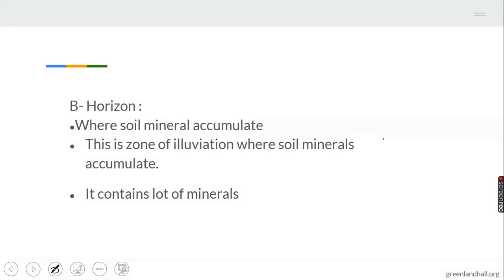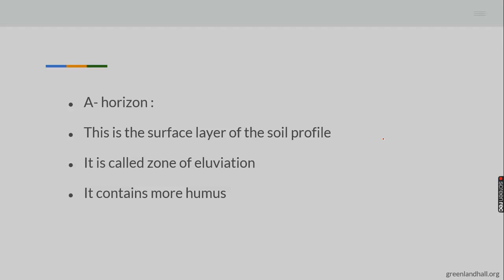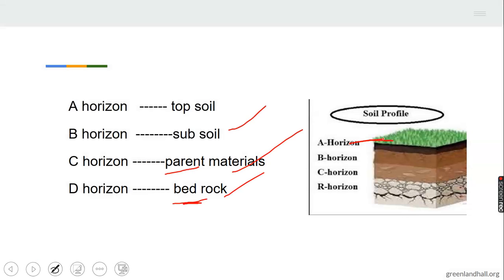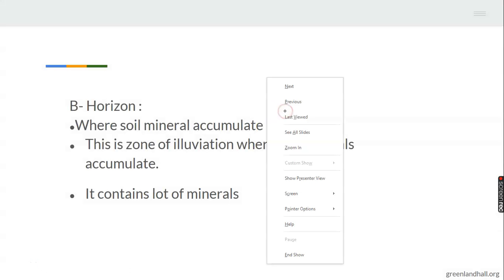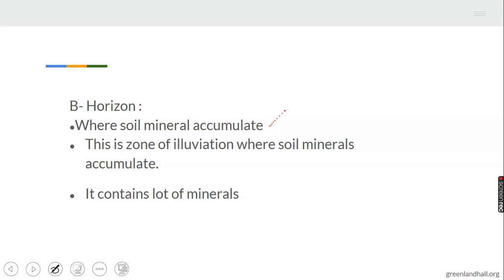Horizon B is where the soil minerals accumulate. Horizon B, as shown here, is where the soil minerals accumulate. Remember, we have treated soil composition, where we have inorganic and organic matter. So the minerals are mainly found in horizon B. The soil minerals are usually accumulated in horizon B. It is also known as the zone of elevation, where soil minerals accumulate. This zone contains lots of minerals.